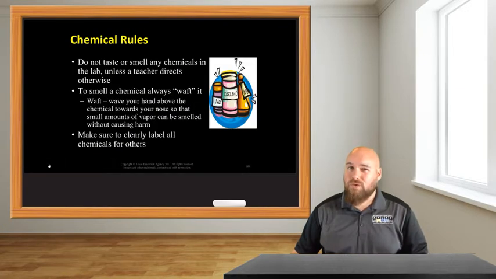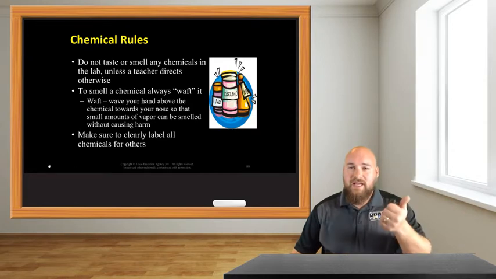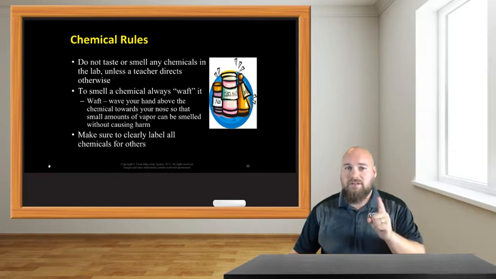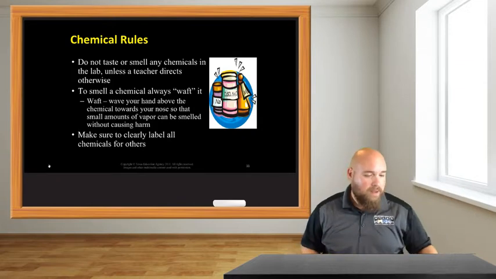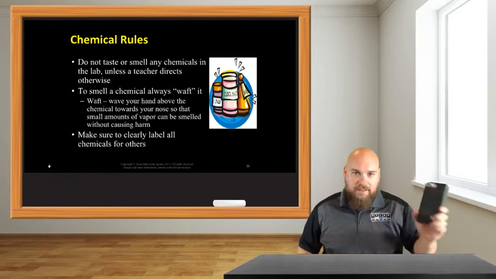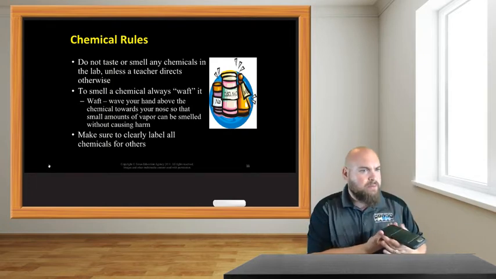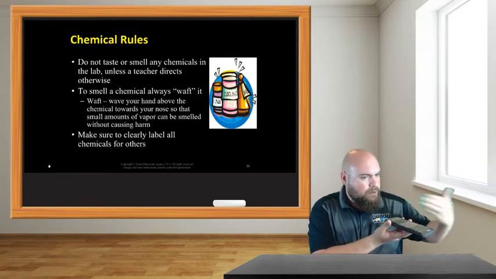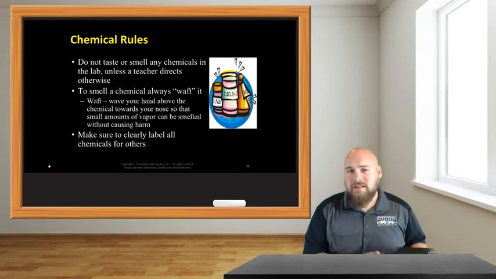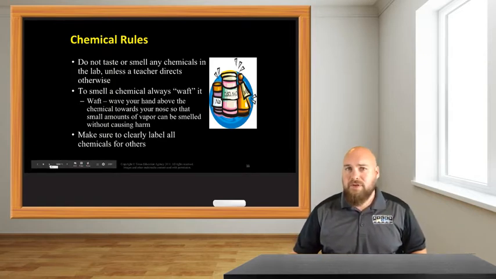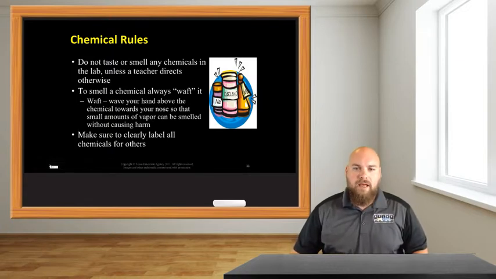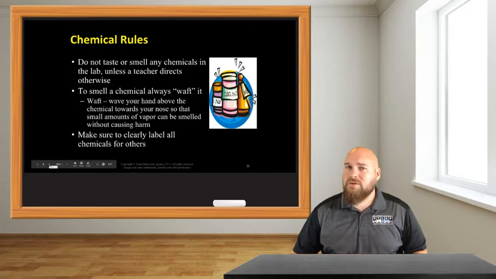Alright, let's talk about some rules now. We're talking chemicals. You never taste or smell anything unless directed to do so. To smell, we're going to do the waft. If this was my container and I wanted to see what it smelled like, I would need to push the air towards my nose instead of putting my nose directly over it, because if those fumes are toxic or what we call caustic, it could actually very much hurt you or make you pass out, or it can be even more dangerous. And then of course, if we're working with chemicals, you need to make sure that there's a label so you know which ones they are.